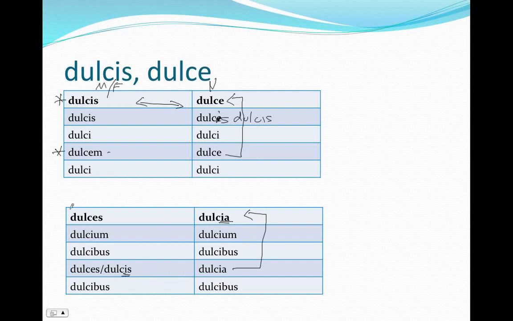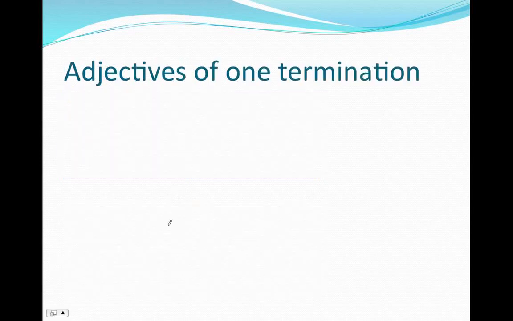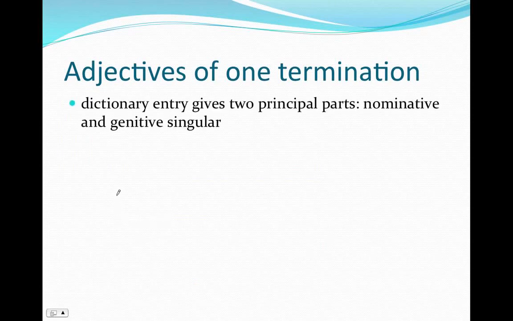So, with adjectives of two terminations, again, the only difference between the masculine, feminine, and the neuter is going to be in the nominative plural and the accusative plural. Otherwise, the masculine, feminine, and neuter are declined exactly the same. So we've had three terminations, two terminations. You can probably guess that one termination adjectives are coming next. So what do these look like?